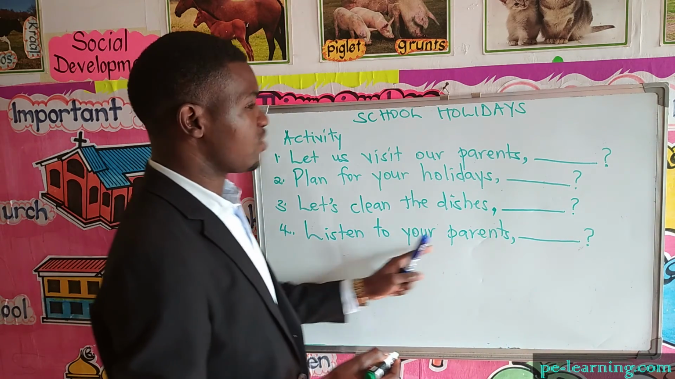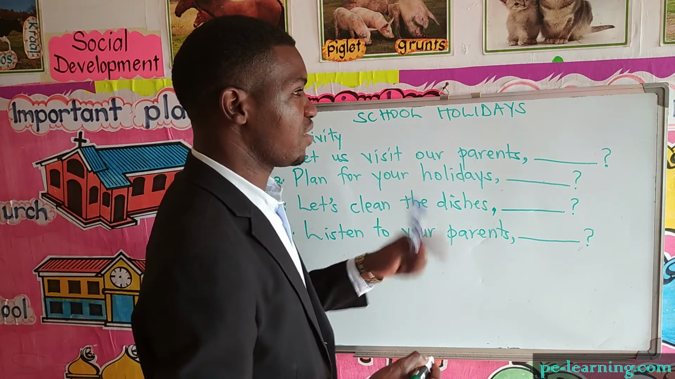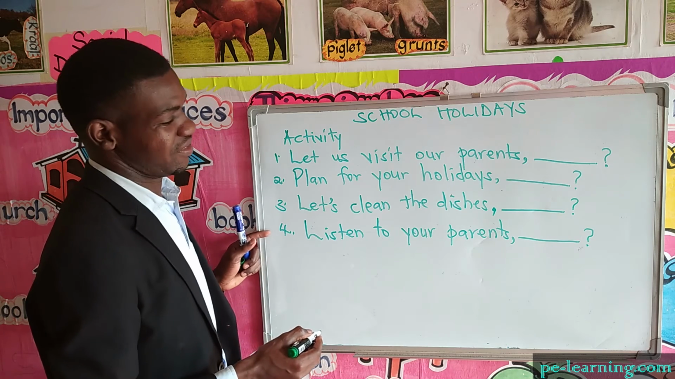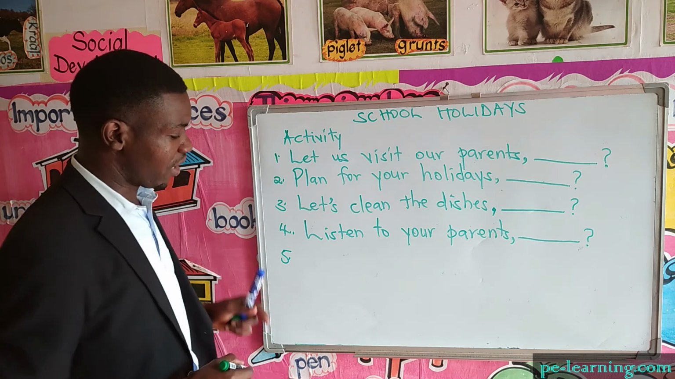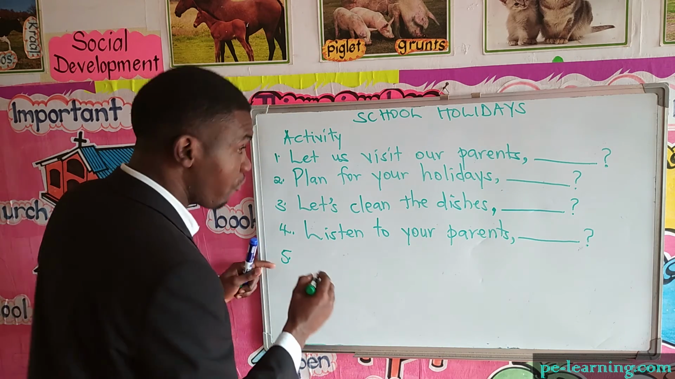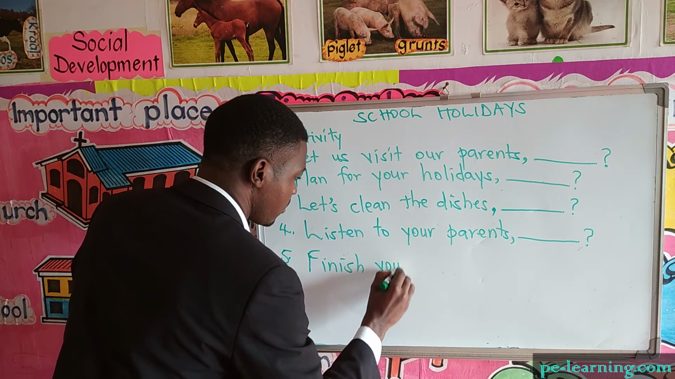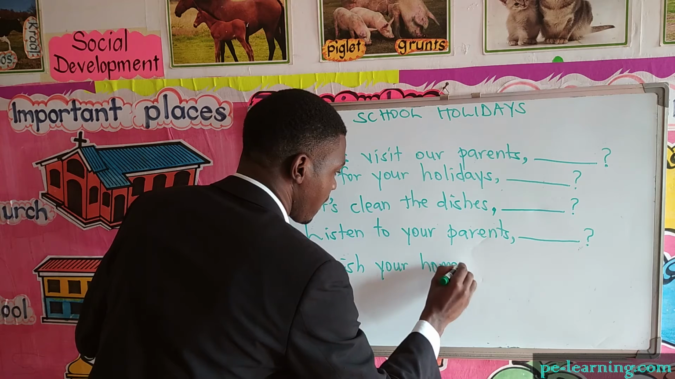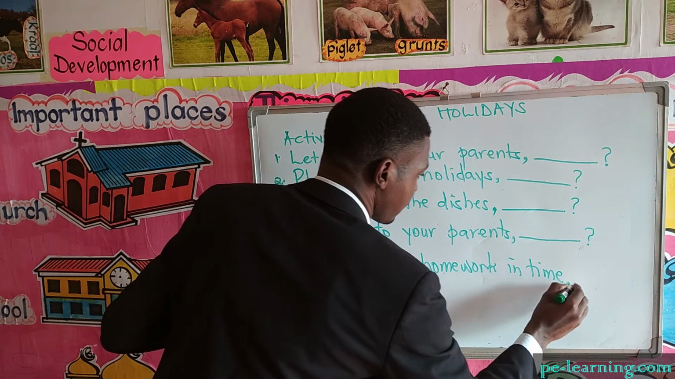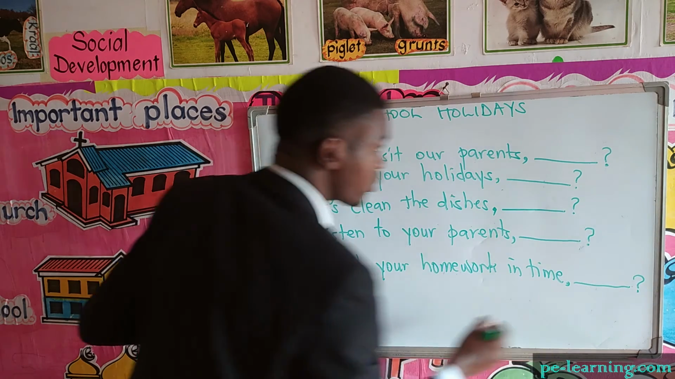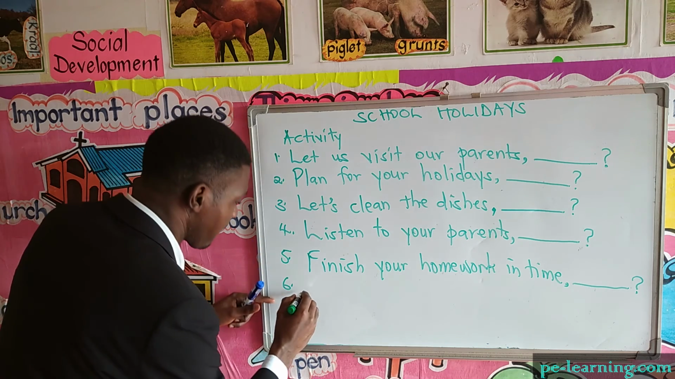Remember, listen to your parents. This is a command. If you want to make it a bit polite, you put the word please. Listen to your parents, please. So the word please is not here, so this is automatically a command. And then number five, finish your homework in time. Finish your homework in time. What will be the question tag? I want to give as many as possible for practice.